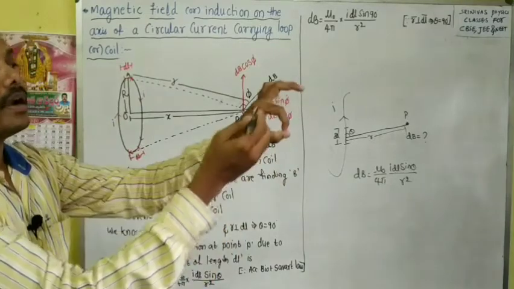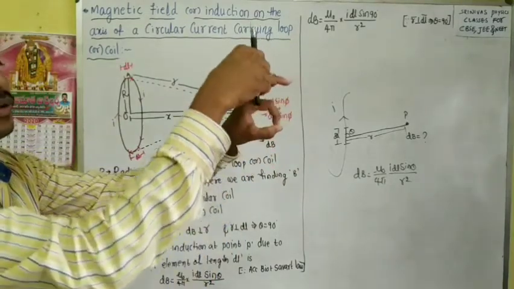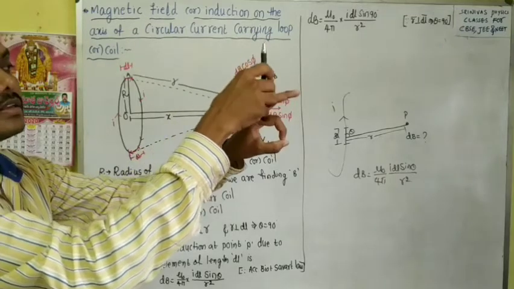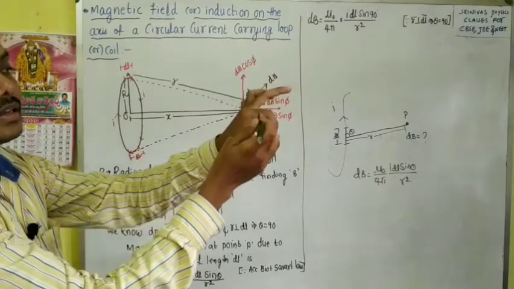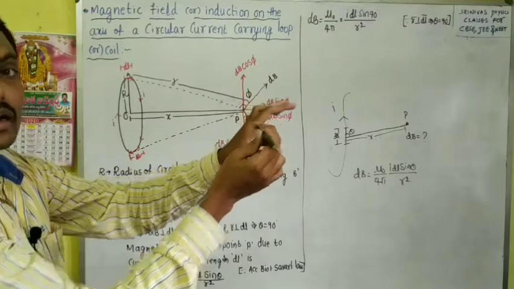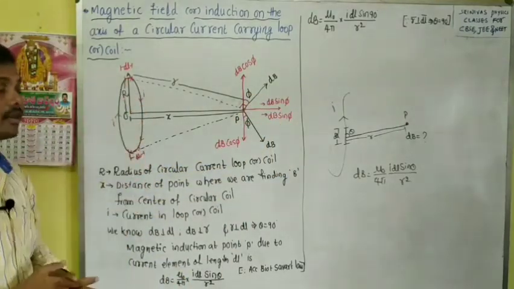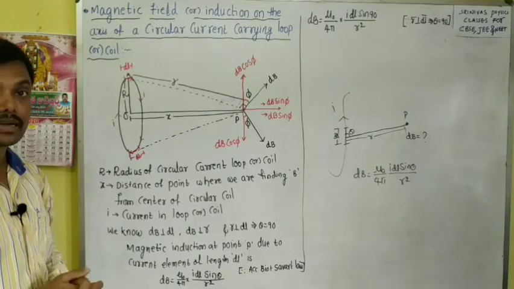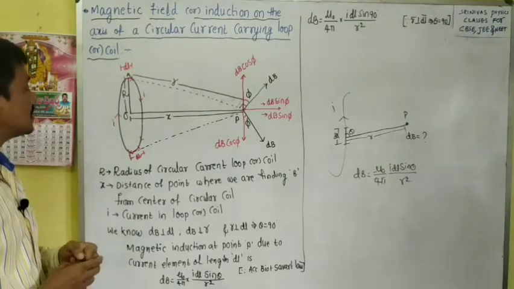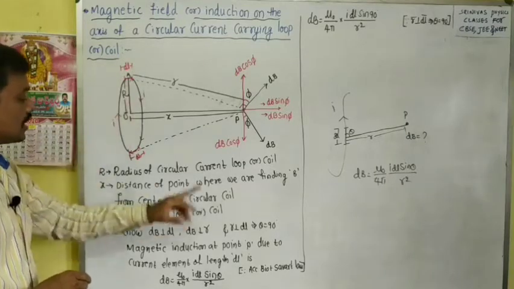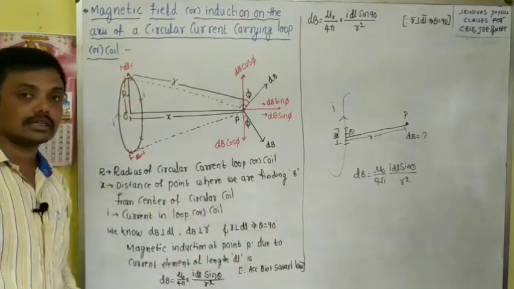If you bend the pen like this, then also the angle between dl and r is 90 degrees only. This is dl, this is r, and like this, this is dl and this is r. Again 90 degrees will be there. That means dl is perpendicular to r. From the figure, it is a three-dimensional figure, but we are using 2D, that's why you cannot understand that in the figure. But dl is perpendicular to r, that is, theta equals 90 degrees.